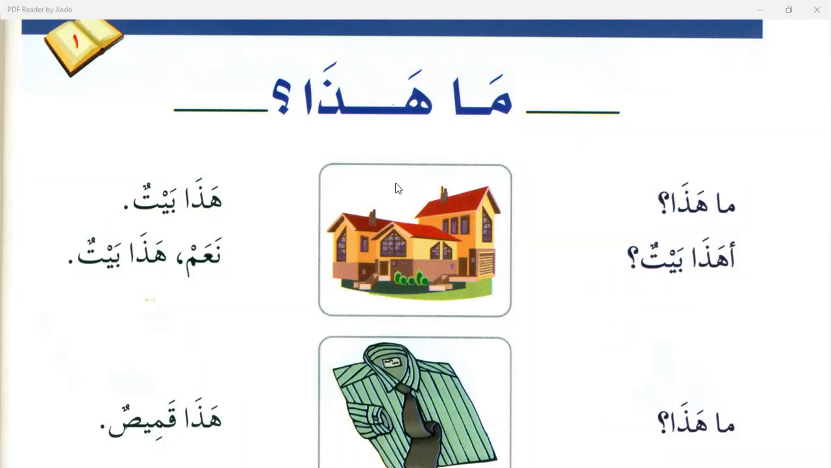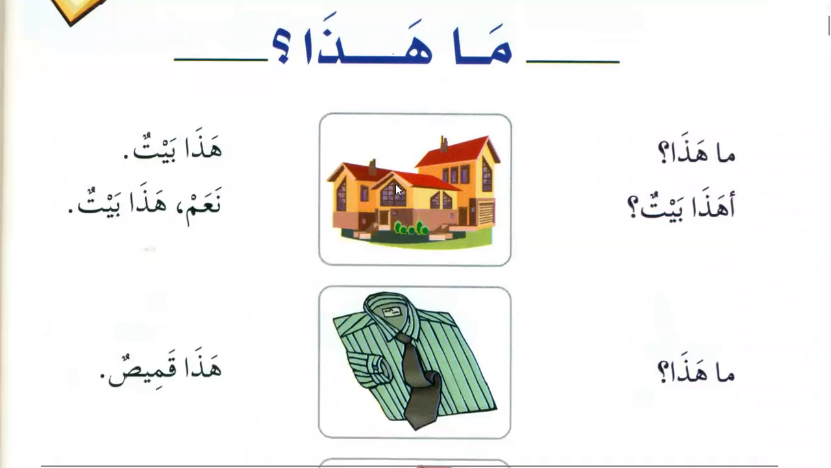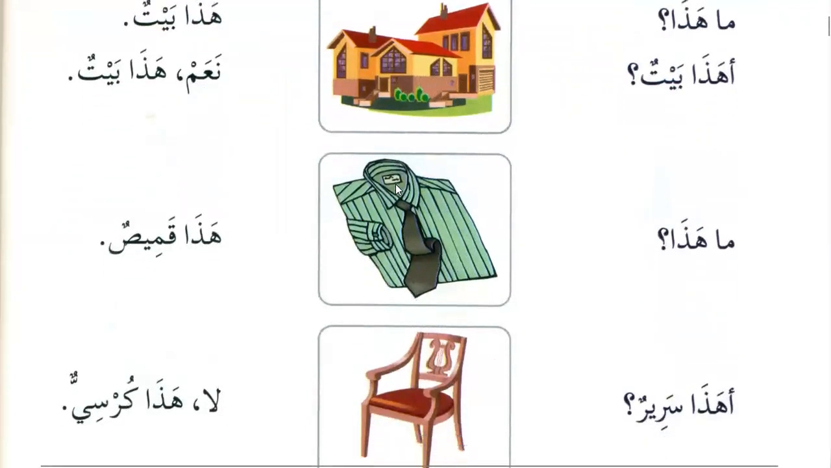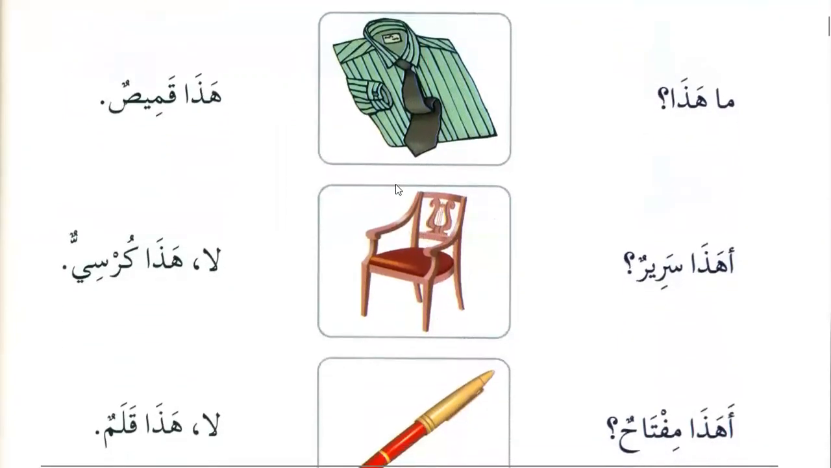Okay, Miss Satya, read. Ma haza, what is this? Haza baitun, this is a house. Ahaza baitun, is this a house? Naam, haza baitun. Yes, this is a house. Ma haza, what is this? Haza qamisun. This is a shirt or t-shirt. Correct.